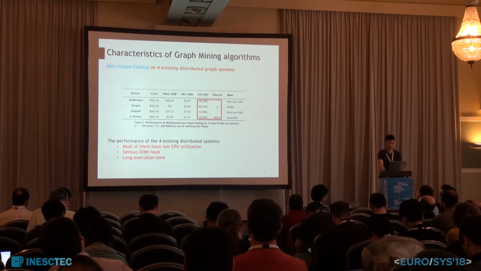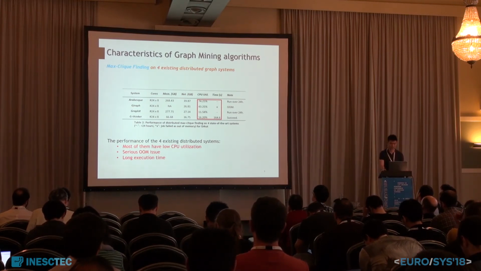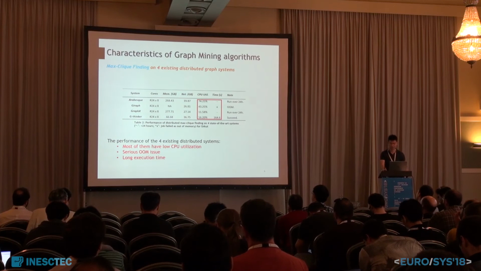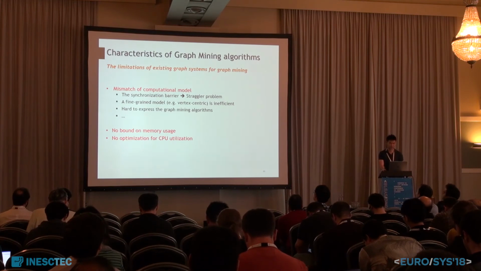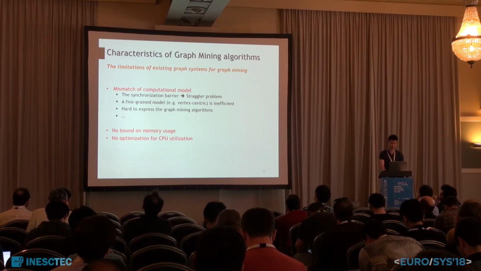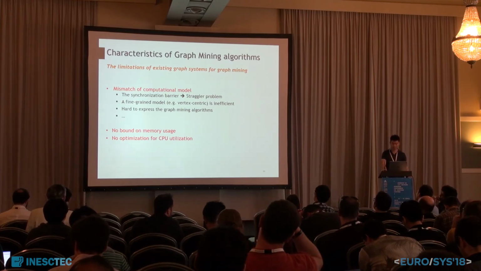And we also deploy on 4 existing distributed systems for graph processing: Apache Hama, Giraph, GraphX, and GSync. But some of these systems cannot finish in time, and some of them have out of memory issues. So the limitation of the existing systems is that they have a mismatched computation model. Some vertex-centric designs can have serious straggler problems for graph mining workloads. And the fine-grained model, for example vertex-centric, is inefficient and hard for expressing graph mining algorithms. Another issue is that there is no bound on the memory usage and no optimization for CPU utilization.